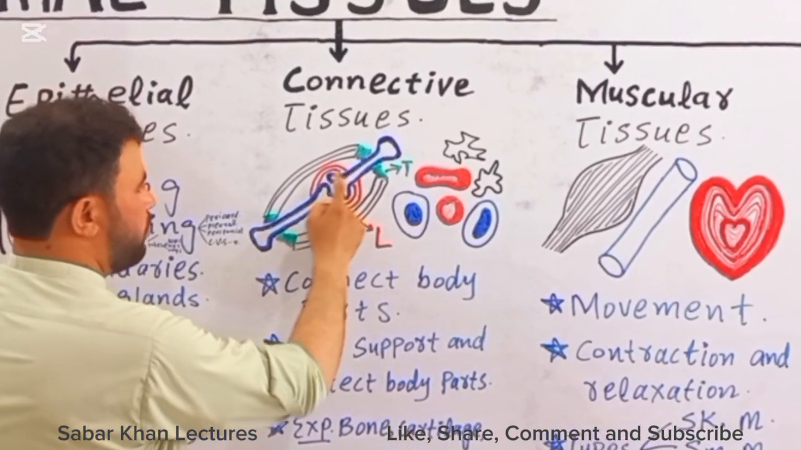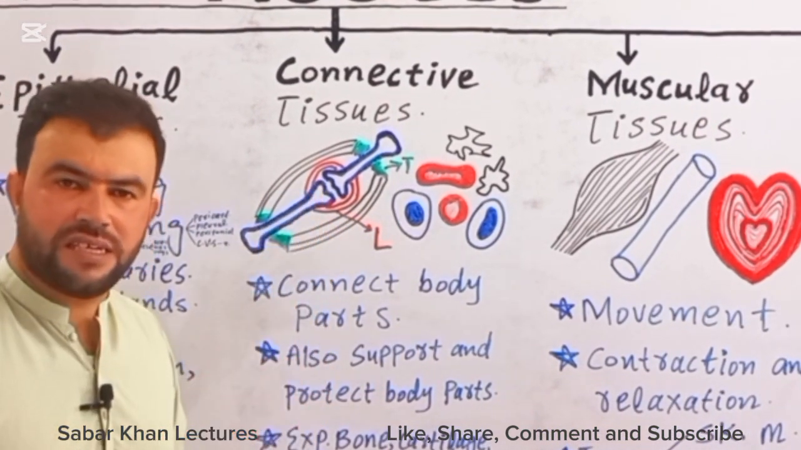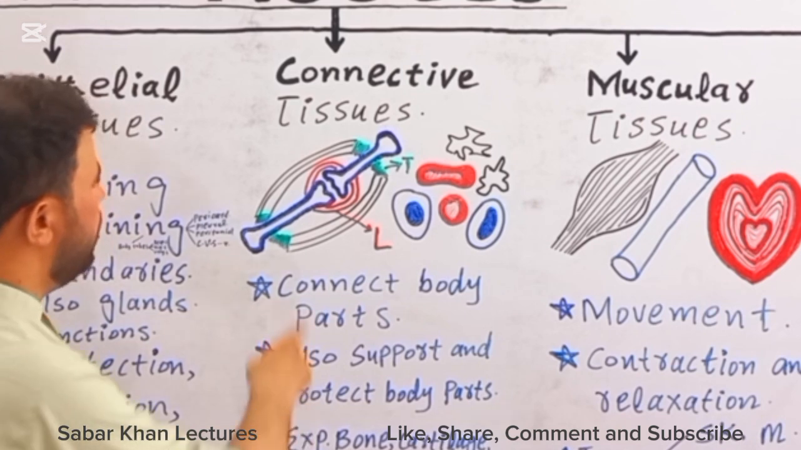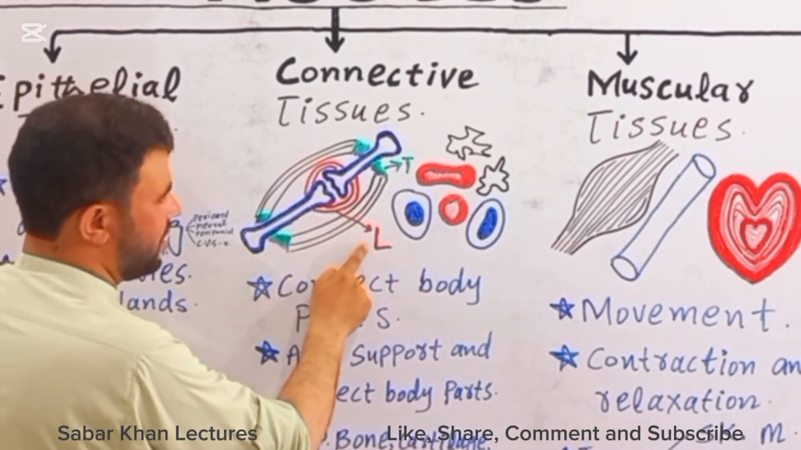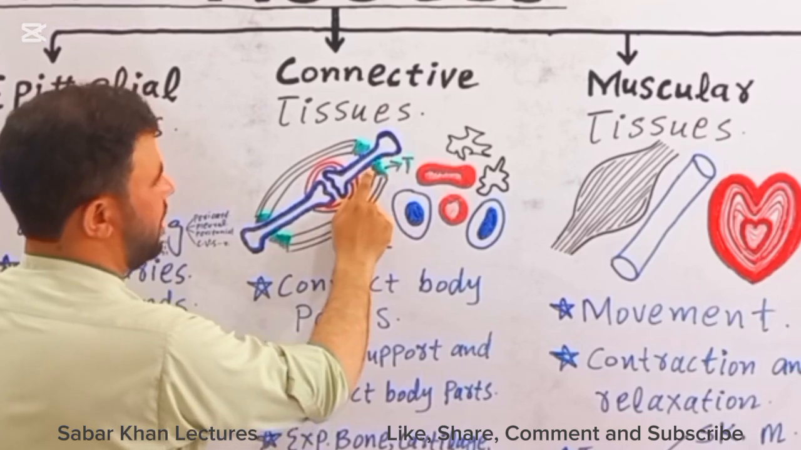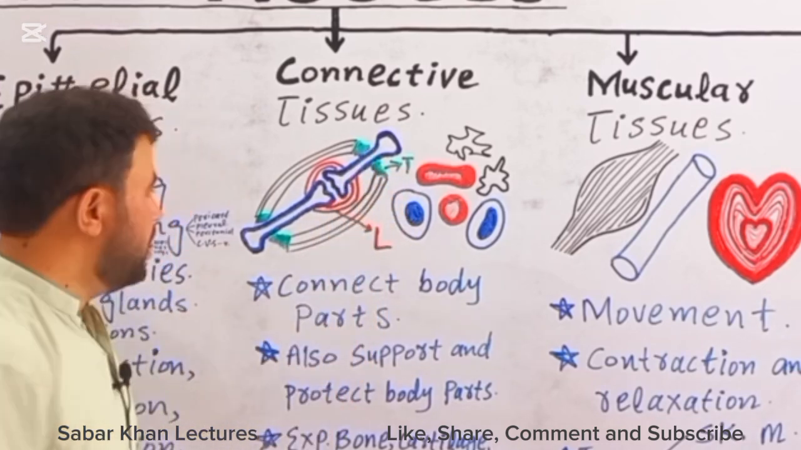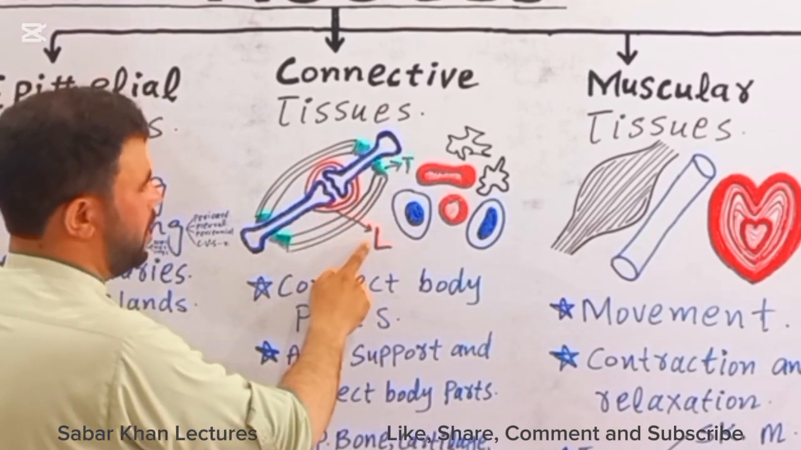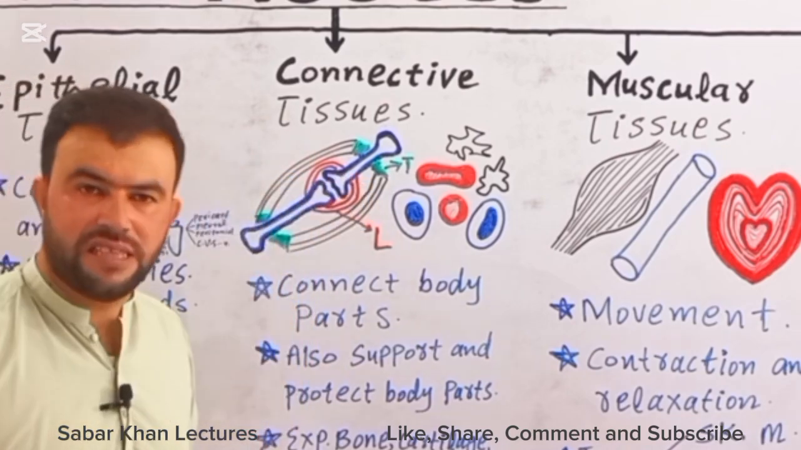For example, the bones are themselves connective tissues, and the bones are connected with the help of ligaments, and the flesh is connected to the bones with the help of tendons, mentioned in the green, and the bones are connected with the help of ligaments, mentioned in the red.